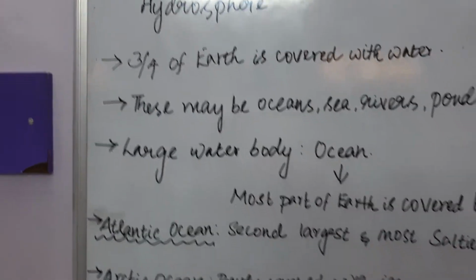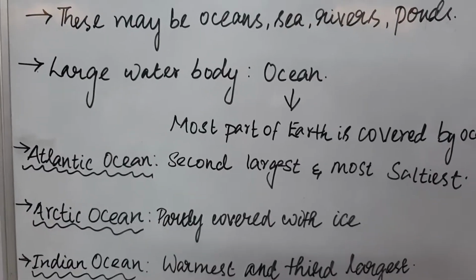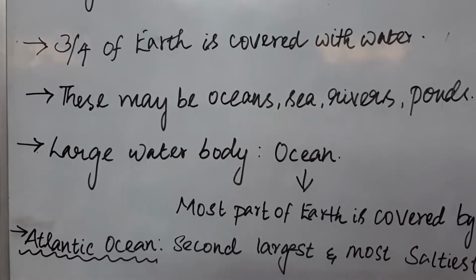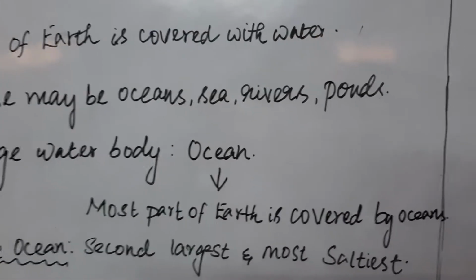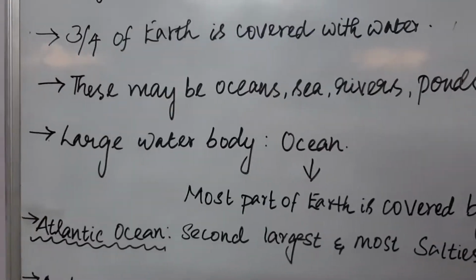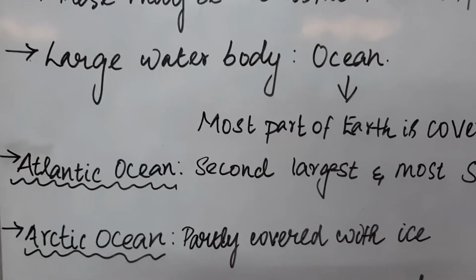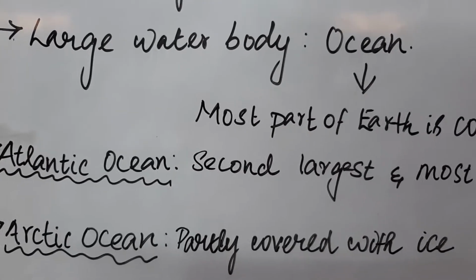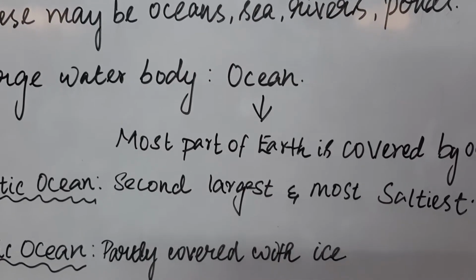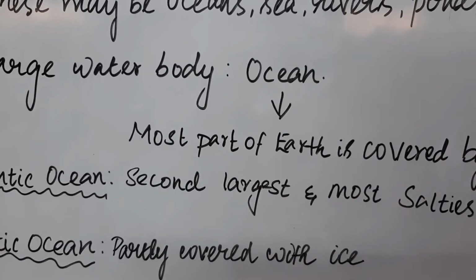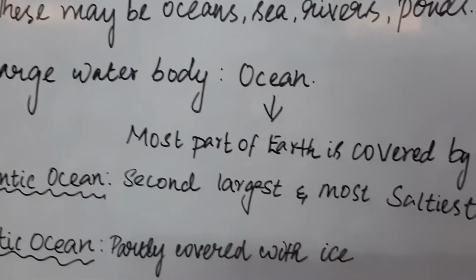We have five oceans. You already learned them, so let me go in alphabetical order. The first and foremost is the Atlantic Ocean, which is the second largest and the saltiest ocean. Moving on to the next, the Arctic Ocean. Most people make a mistake here and forget to write sea in between. So it's Arctic Ocean. It's partly covered with ice. Partly means half, or not completely. It's half covered with ice.